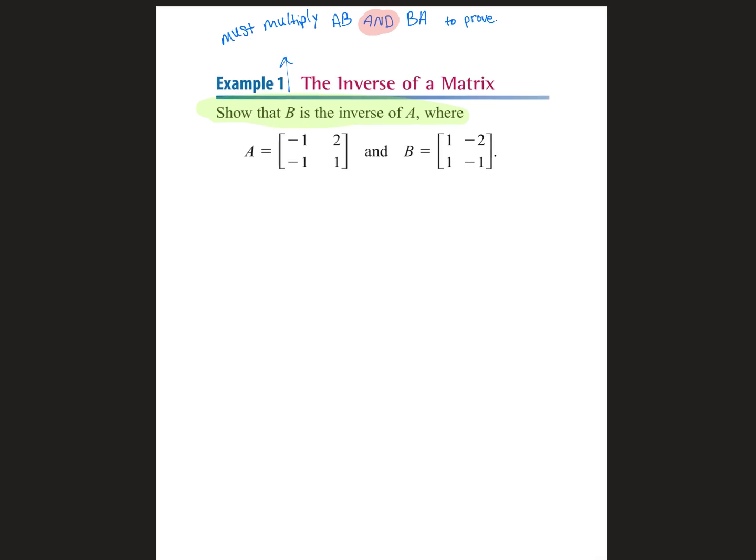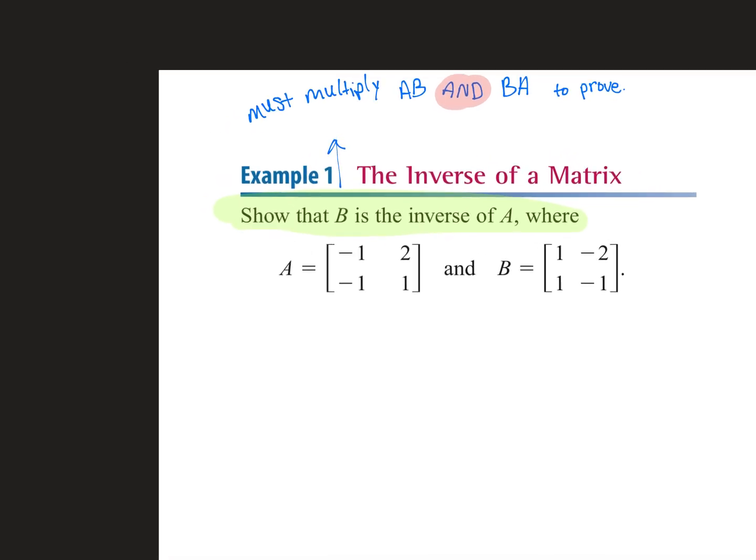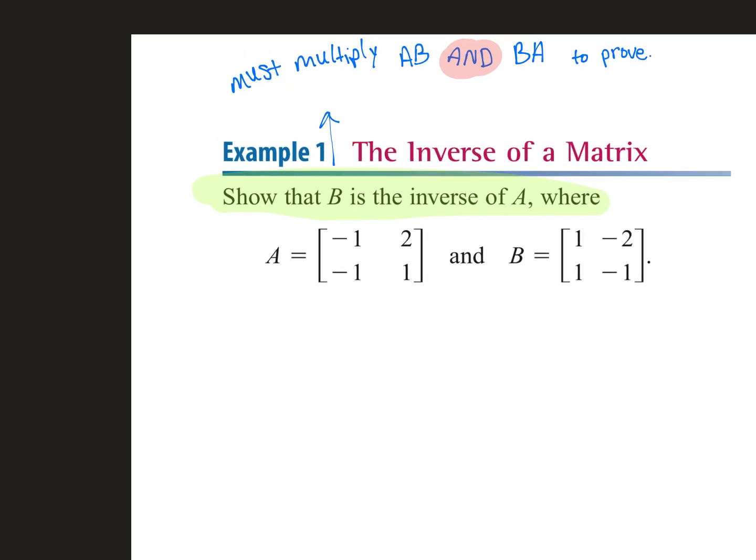So let's do one of these. It's telling you to show that B is the inverse of A. So they're already telling you, okay, look, these are inverses. So the first thing I'm going to do is multiply A times B. I have to go both ways. I have to say A times B, and then I have to multiply B times A. Can I multiply these two together? Yes, this is a 2 by 2, and this is a 2 by 2. Since these two in the middle are the same, we can multiply together.